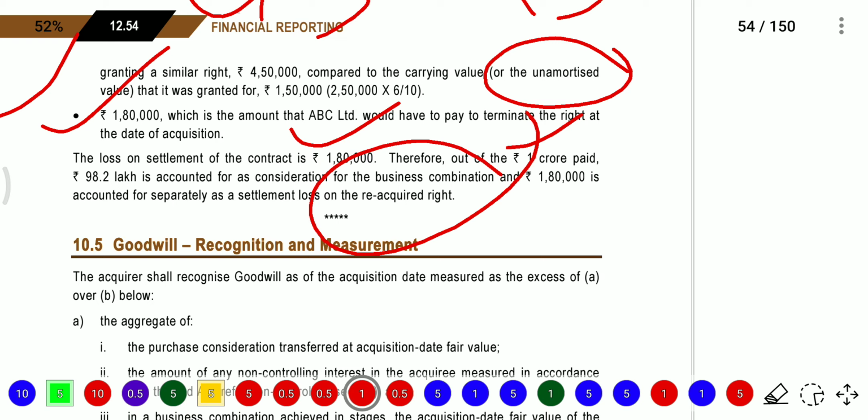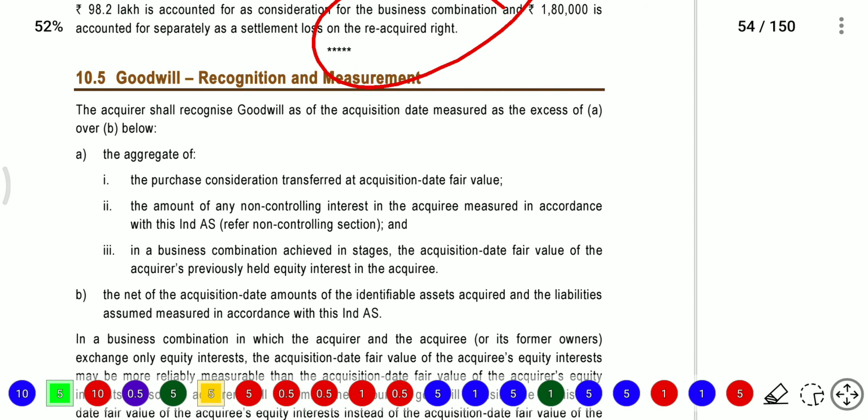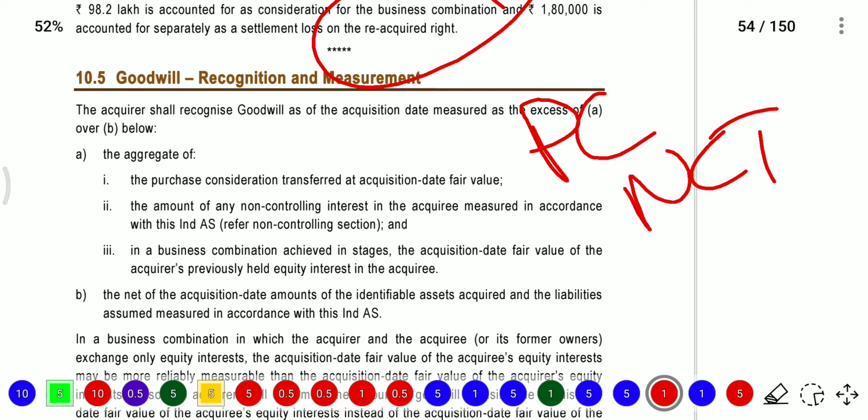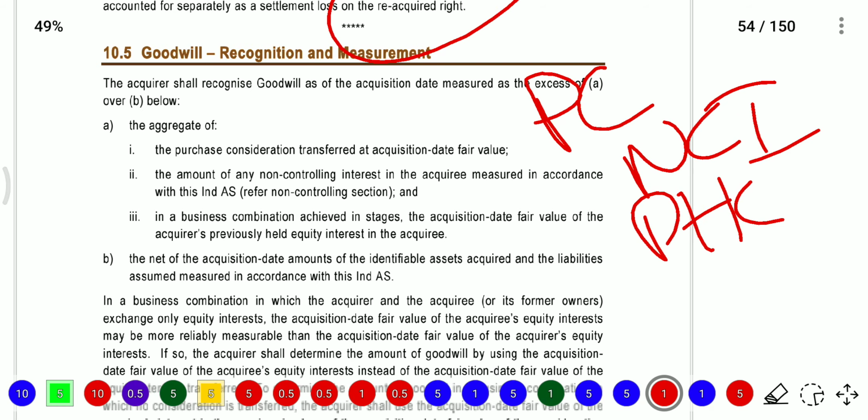Goodwill recognition and measurement. We need to recognize goodwill at the acquisition date, using the method where we take the excess of A over B. A is the purchase consideration as on the acquisition date, plus the NCI amount, plus, in a business combination achieved in stages, any previously held interest amount, which we need to consider.